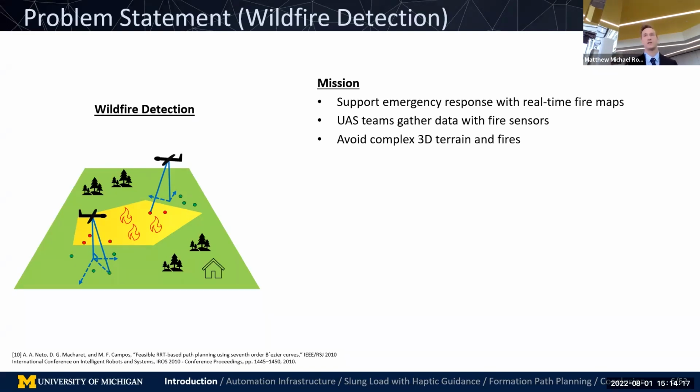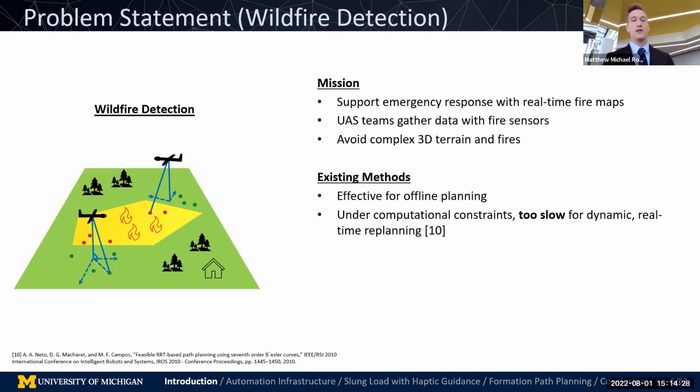So the idea is we need to have these vehicles fly in complex 3D terrain while avoiding fires and report accurate data to get an estimate of fire boundaries and send that to emergency response teams. This is a very complex planning problem, and the existing tools are just too slow for online planning, and are more suitable for offline planning. This is due to significant computational constraints, you really can't handle this dynamic, when the fire boundaries are evolving, real-time planning.